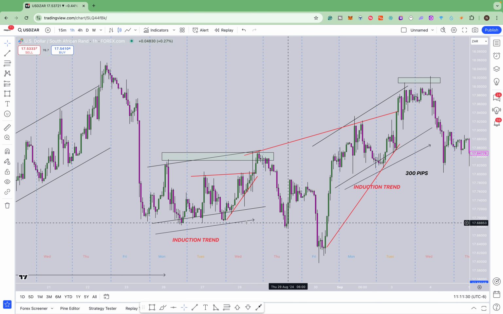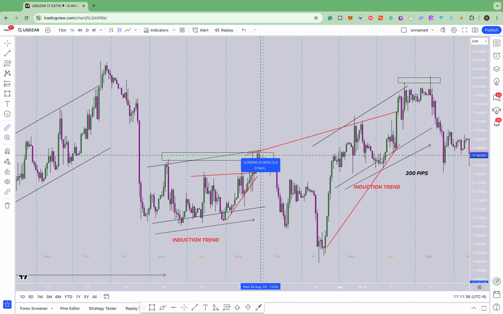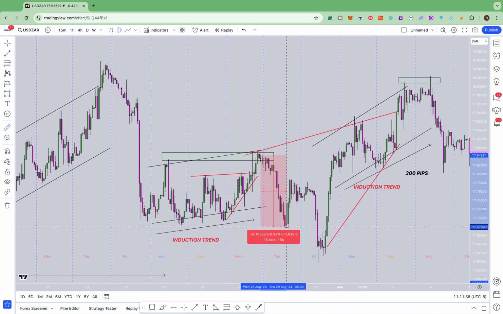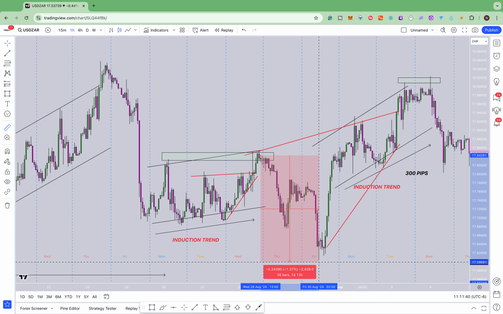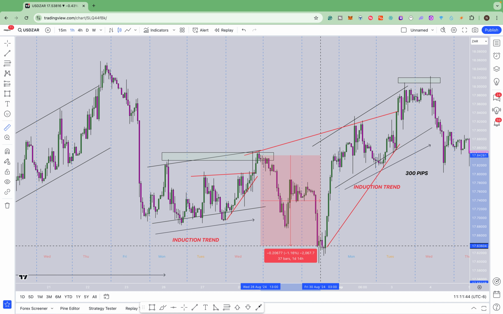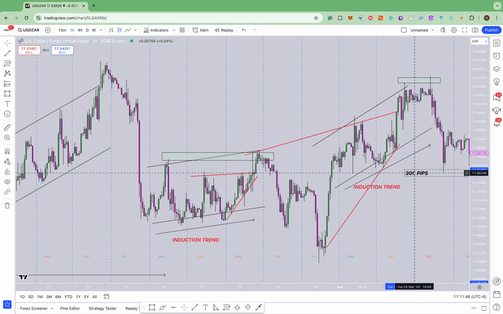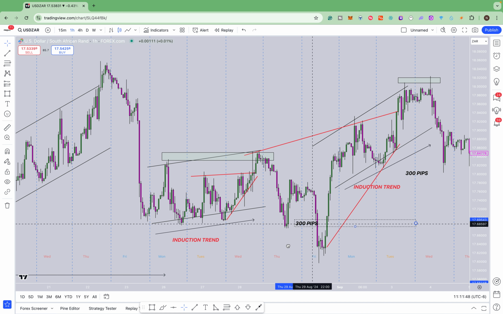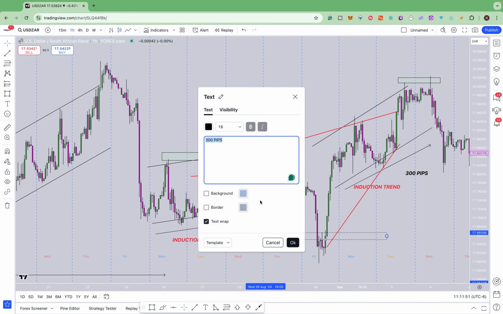Where would the first take profit be? It would be right under these lows of the week. If you caught it at that breakout, that's 170 plus pips. If you waited until Friday, that's over 200 pips. So we'll say about 200 pips potential.